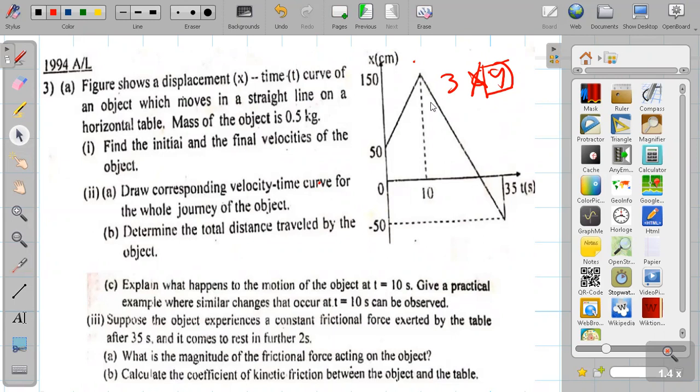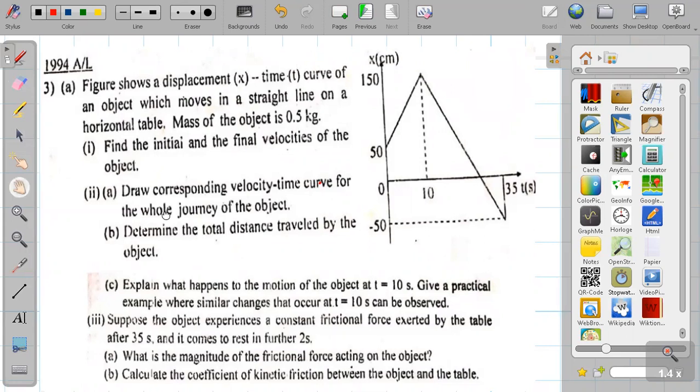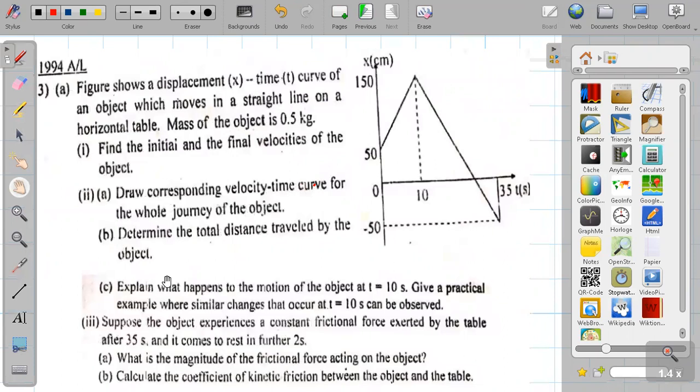If you need more time, I can give you. No problem. Rama, if you need more time, I can give you.